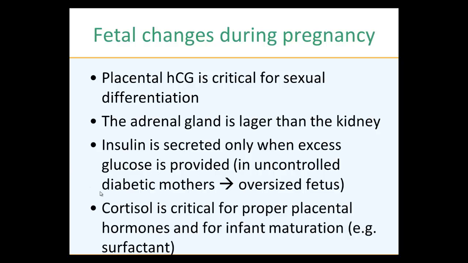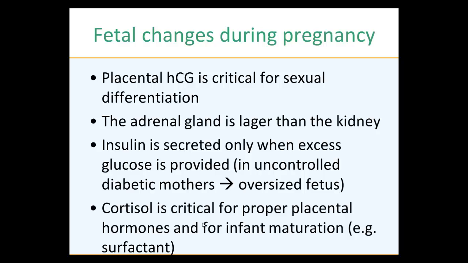Which is something in planning the labor. If the mother is diabetic and the size of the fetus will exceed the birth canal, then it's something to consider, perhaps cesarean section. Cortisol is critical. Where is the cortisol coming from? From the adrenal gland of the fetus, and it is from progesterone, which was being provided from the placenta.